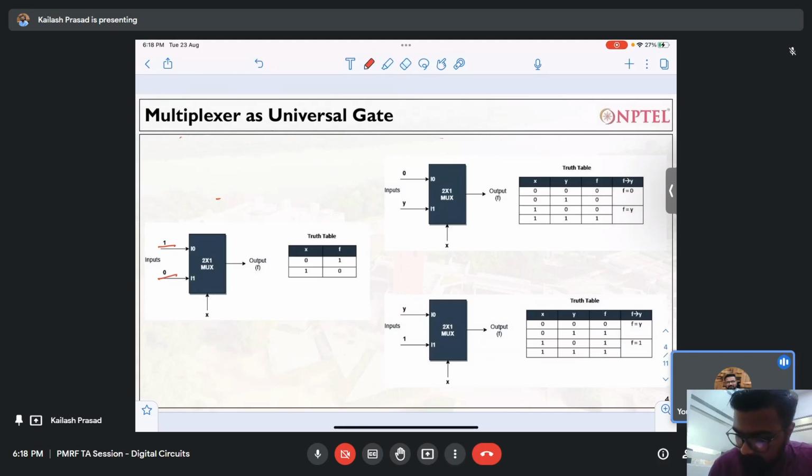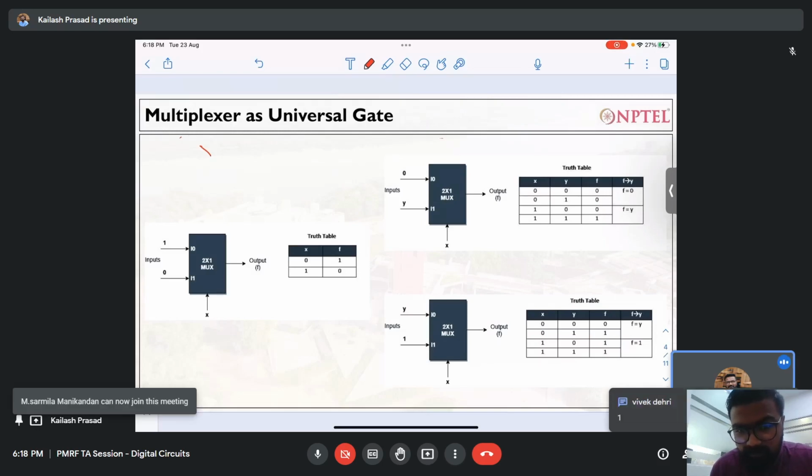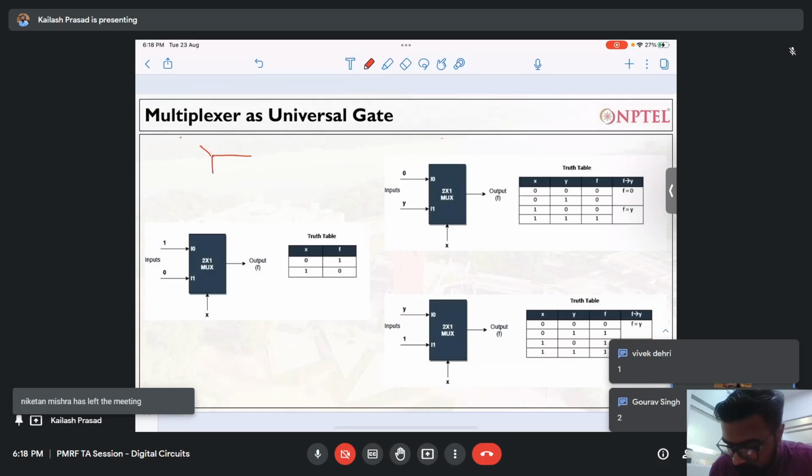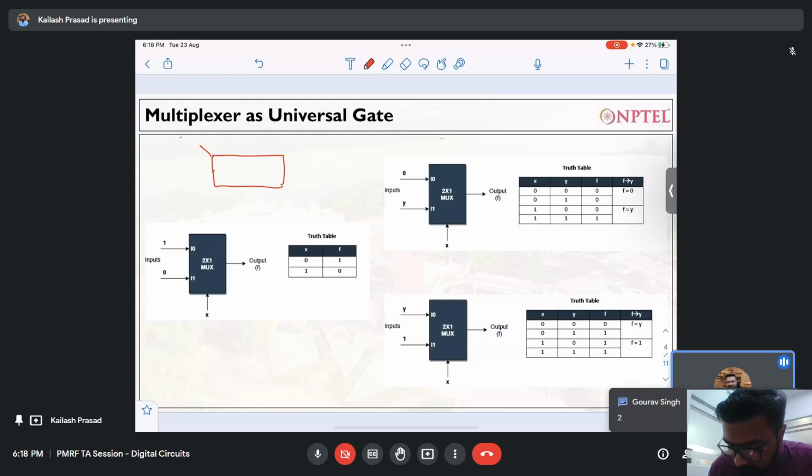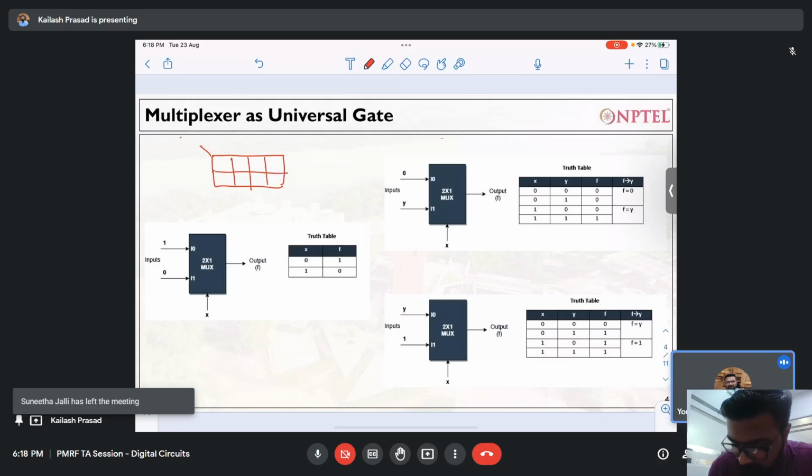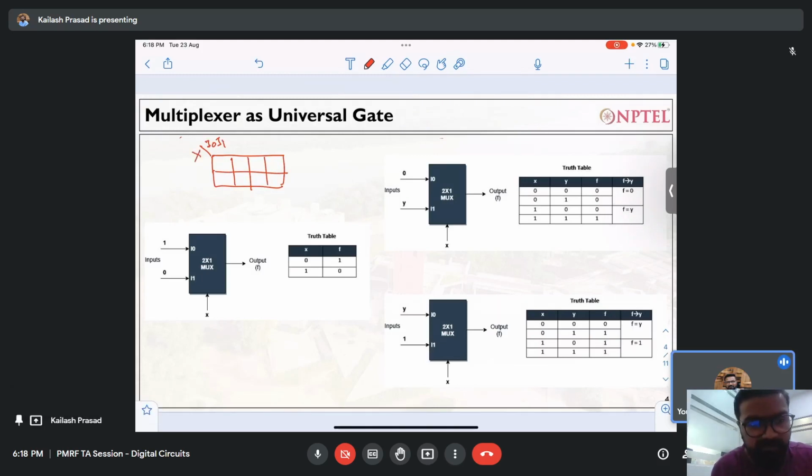So how many variables do we have here? Anyone? How many variables? Not two, we have three variables here. What are the three variables? The two inputs I0, I1, and the other one is x, which is my select line. Okay, so 0, 1, 0, 0, 0, 1, 1, 1, 1, 0.